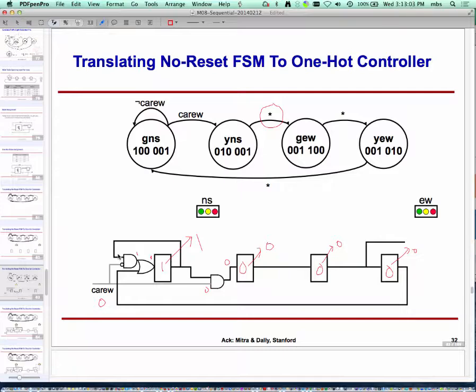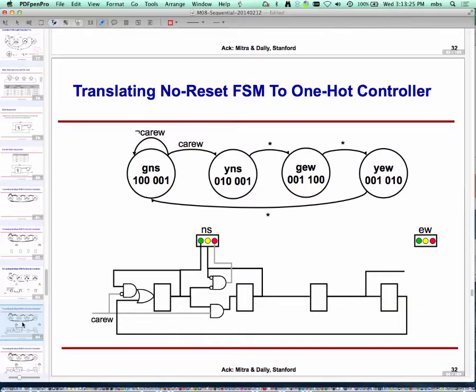Now, what we have not done thus far is given you the output logic, right? Our two sets of red, yellow, green lights. We haven't done anything about them, so I also need to put some additional logic for doing it. But in our case, it's very simple. Looking at this, you can see the easy direct mapping. So the next slide does that.